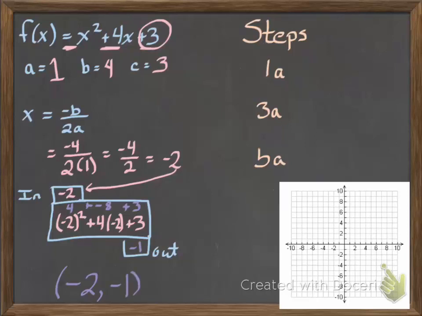And I'm going to go ahead and go over here and I'm going to plot that vertex on my graph. So negative 2, negative 1 is right here.